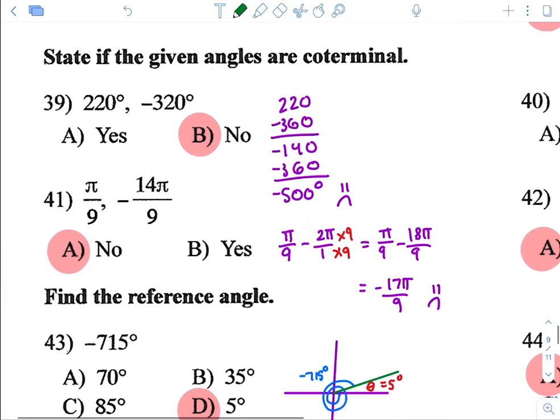Okay, now we have these pi's, so that means we're in radians. So that means we need to add or subtract by 2 pi now. I'm going to start with pi over 9.